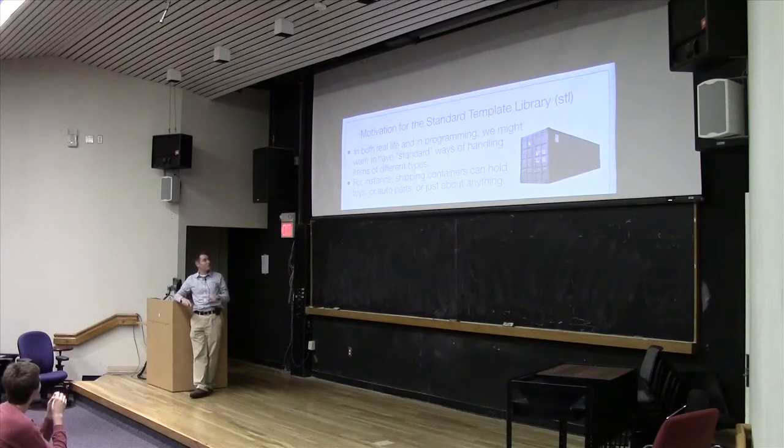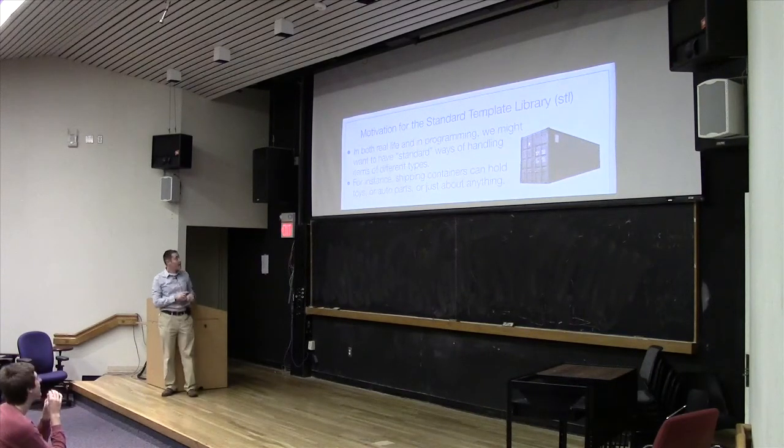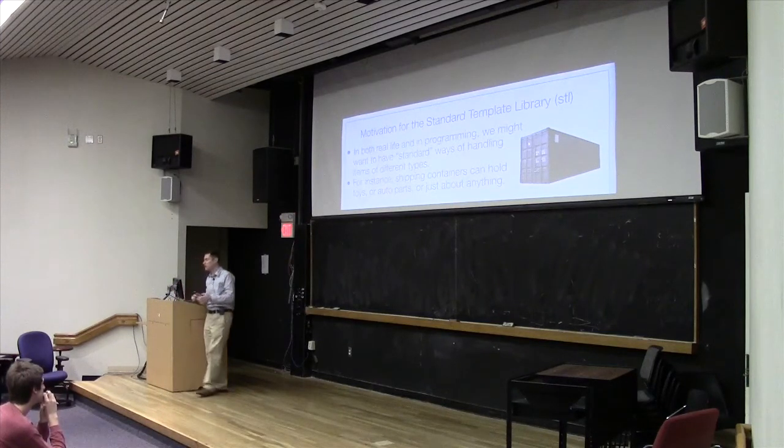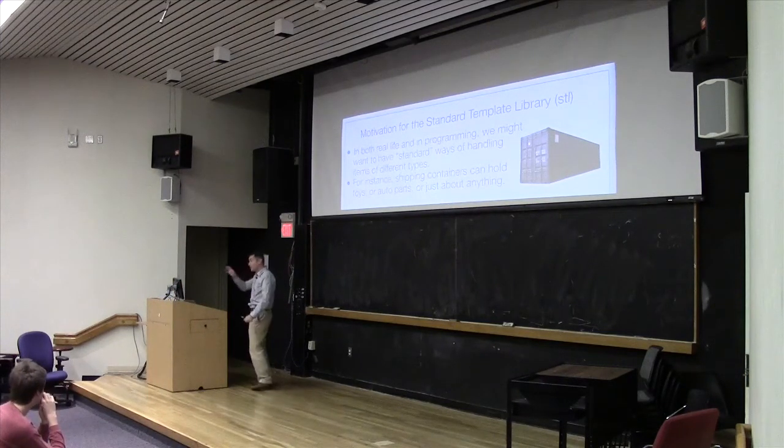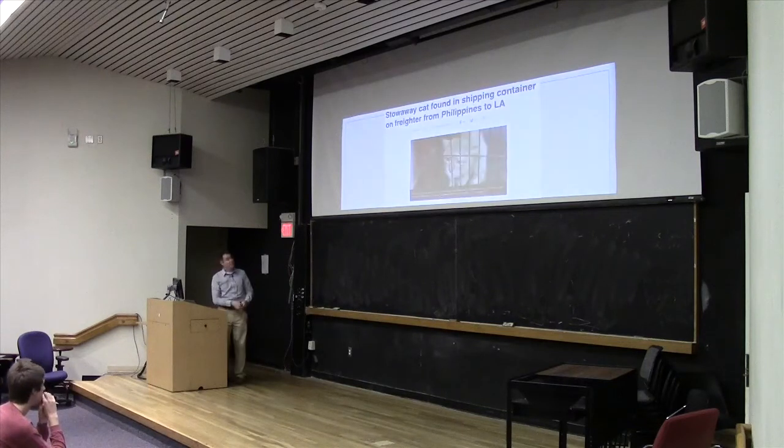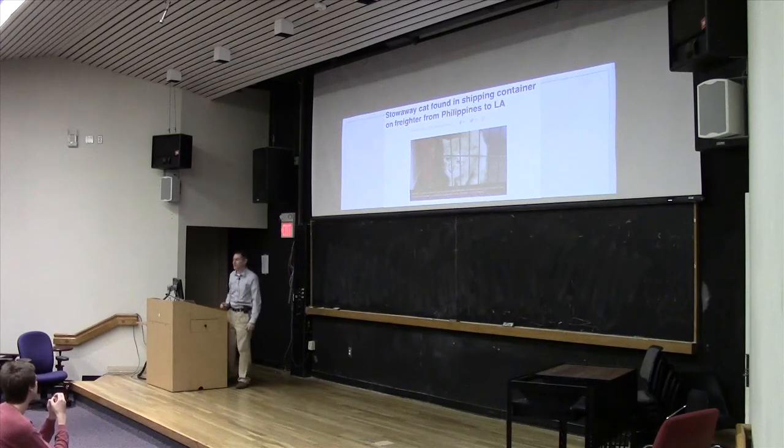Anyway, in real life, we try to make containers that will store lots of different things. Okay? So shipping containers can hold toys, auto parts, or illegal drugs or whatever, right? They can hold lots of different stuff. They can actually hold stowaway kittens, right? This one I found, that cat got all the way from the Philippines to Los Angeles. Does not look too happy. And I can imagine it wasn't particularly fun for the cat, for like 3 weeks, right? Luckily, ships are pretty fast.